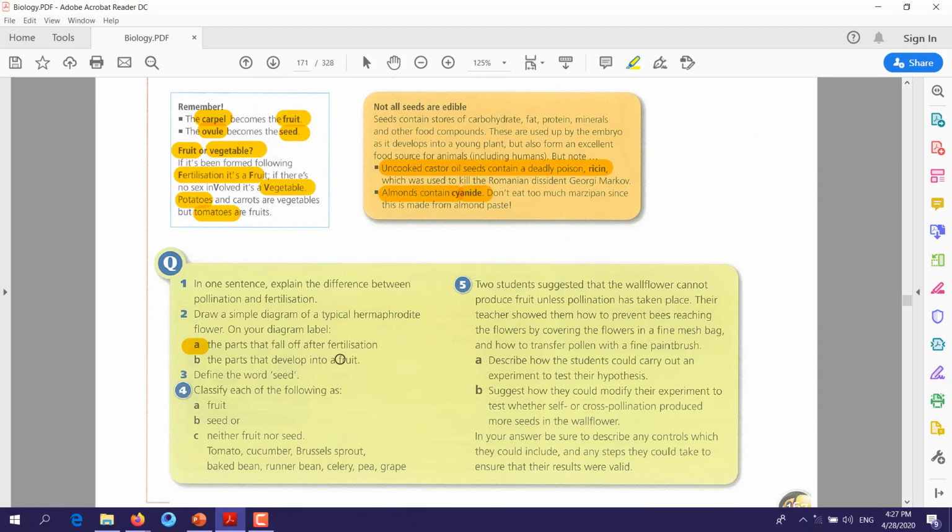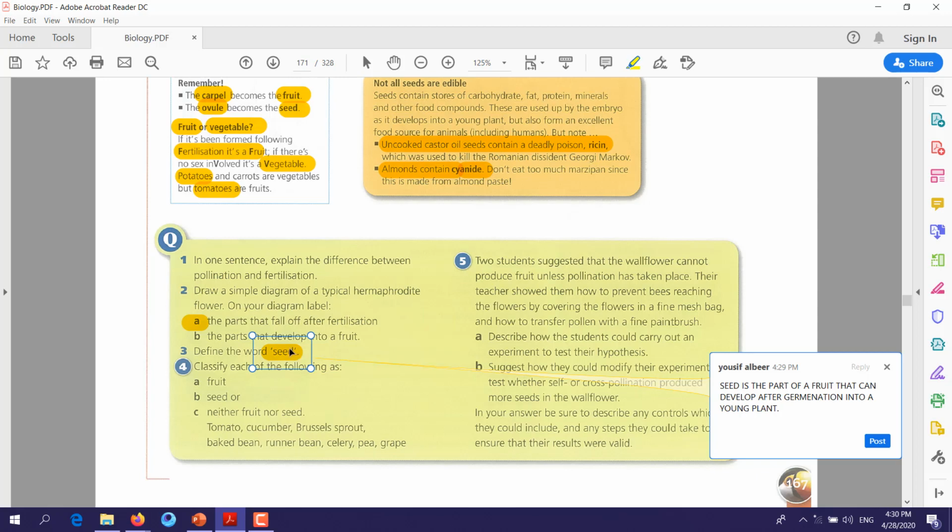B, the part that develops into fruit. Which part will develop into fruit? We say it's either you will say the carpel, or you will say the ovary. Okay, carpel will be fruit. Inside it there is ovule. It will be seed. Question number 3, define the word seed.